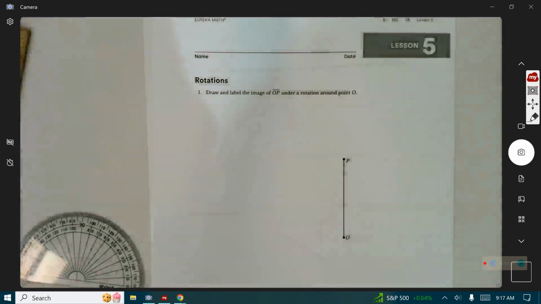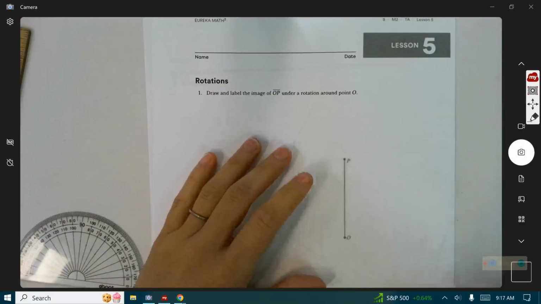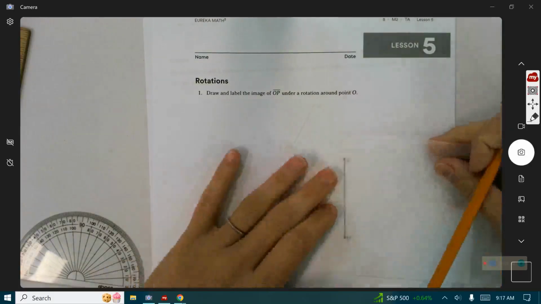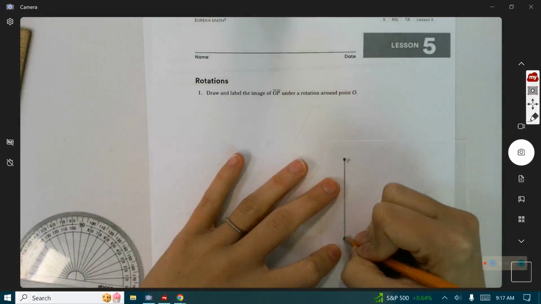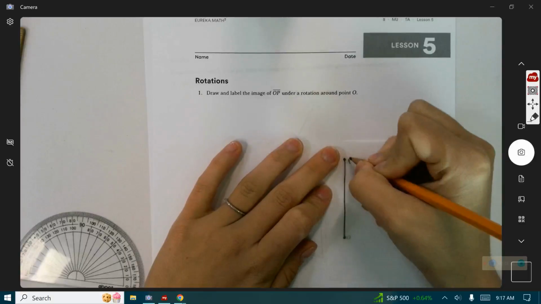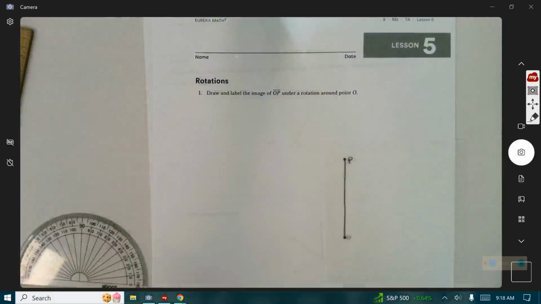Okay, so for number 1, it just says draw and label the image of OP under a rotation around point O. But it doesn't give us a specific direction or a specific degree to rotate it. So we're just going to rotate as we wish. I am going to trace the figure on my tracing paper. Hopefully you can see that. I may even indicate that that's P, so when I rotate, I can identify where P ends up.